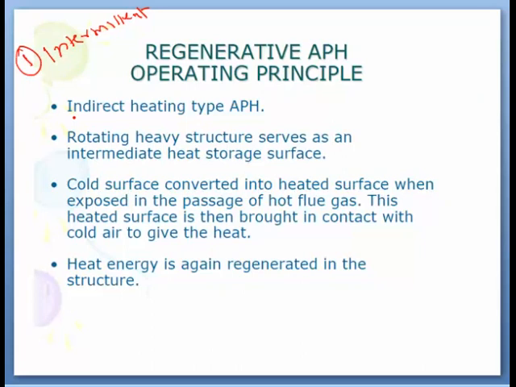So here, first the heat of hot fluid is transferred to some thermal storage medium, and when that thermal storage medium comes across the cold fluid, it transfers its heat to the cold fluid. So it is an intermittent sort of operation where hot and cold fluid do not come directly in contact. They are coming in contact through some storage media.